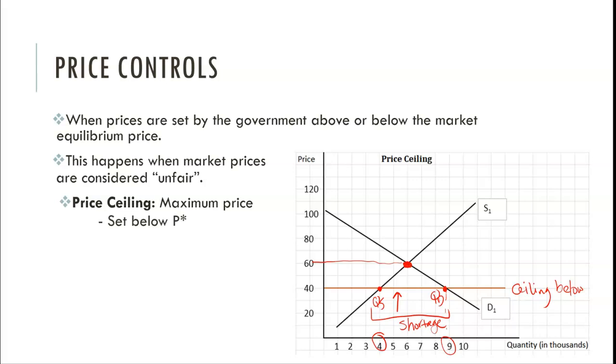Price ceiling is below the equilibrium. A good example of a price ceiling would be rent control. Certain cities, certain areas have very high rent, very high demand, very limited supply, and sometimes governments will set rent control. So in New York, there are certain apartments that have legal maximum limits on what the rent can be. A price floor is the opposite.